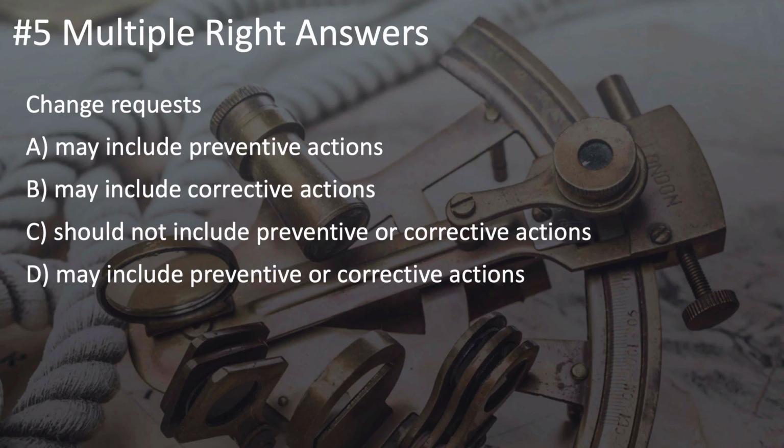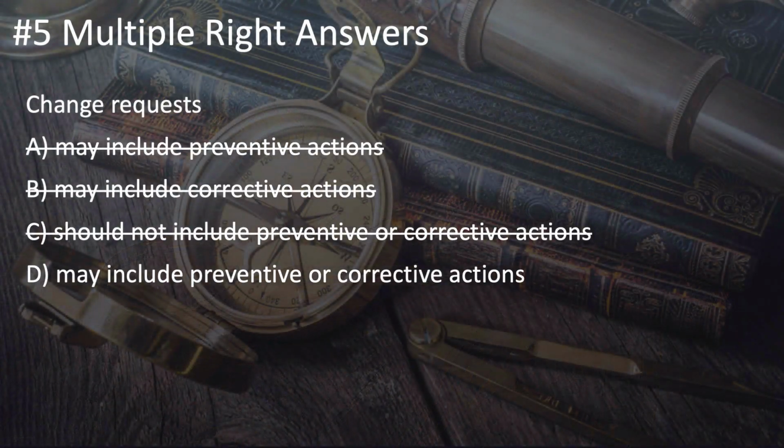Well, if you're too quick in going through this, you might pick one of the earlier answers because it may include preventive or corrective actions. So you might hit A and think, yes, that's true. Or you might hit B and say, oh, yep, that's true. Because they are true, but they're not as complete as the answer D, may include preventive or corrective actions. So D is the correct answer.